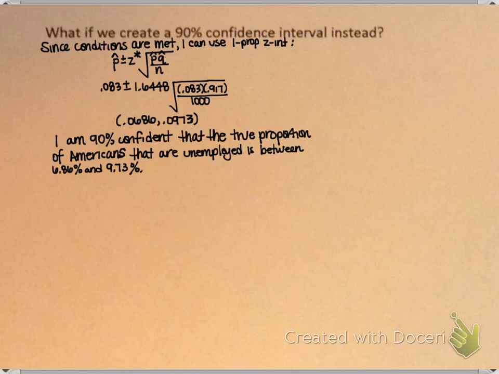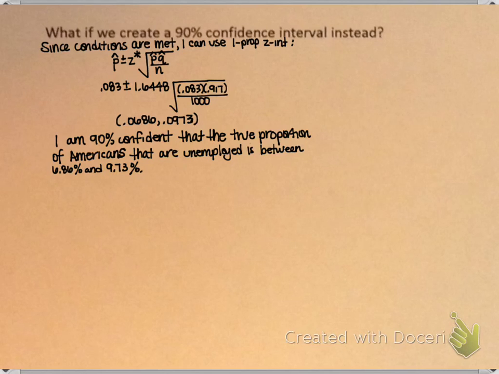Notice that my z star is the only thing that changed because my confidence changed. So make sure that you did the whole inverse norm 1 minus 0.9 all divided by 2, or flip back a couple of pages in your notes. So the setup is identical. The p hat and the q hat and the n haven't changed. We're still talking about the same type of information. But the one major change that we do have is that our z star changed, so be careful.